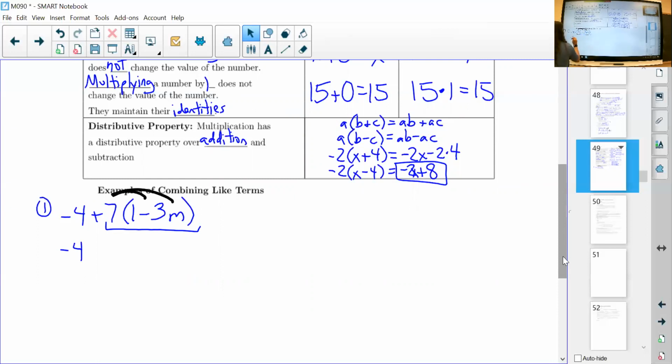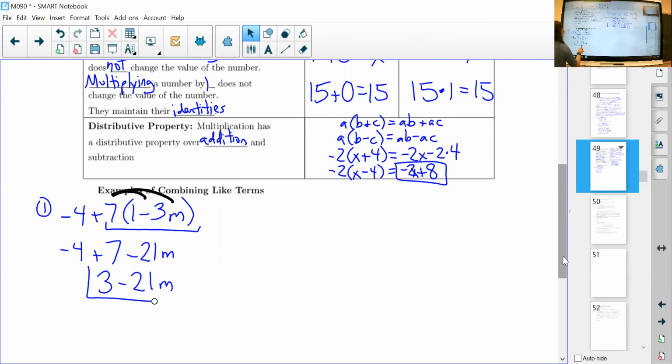This becomes negative 4 plus 7 minus 7 times 3 is 21, and then my m. Now I can combine negative 4 and 7 because the 7 is not multiplied by anything. So negative 4 plus 7, think about that. We have two things of opposite signs. Add them together, so 7 minus 4 is 3. The bigger one is positive, so positive 3 minus 21m.